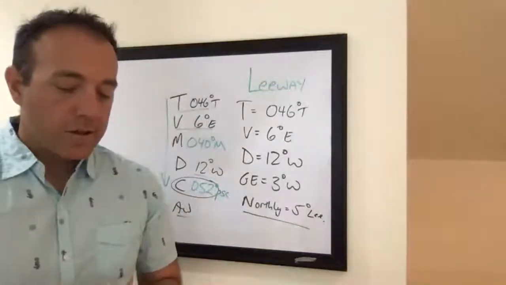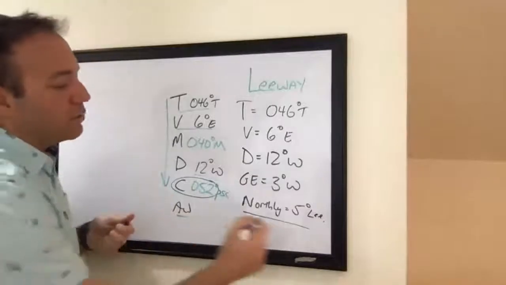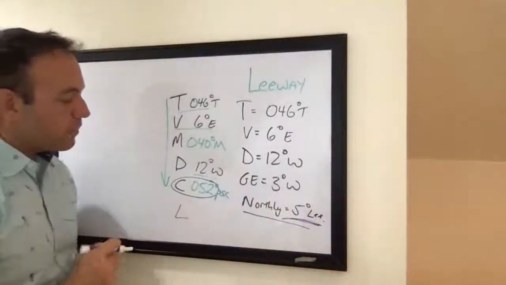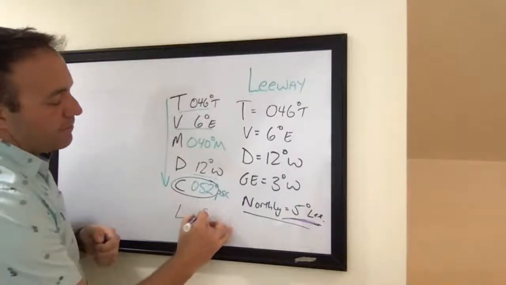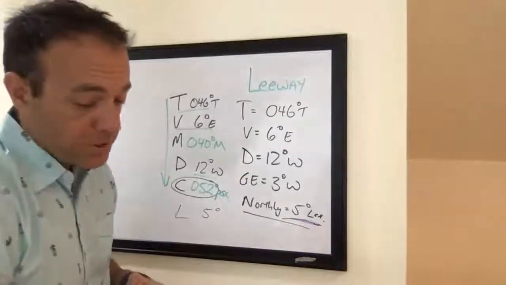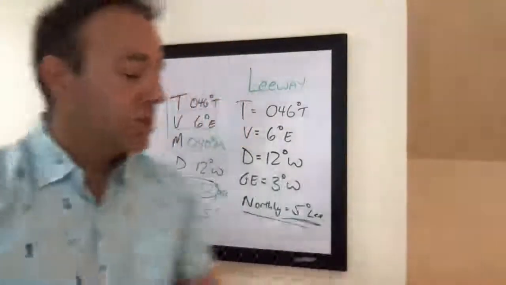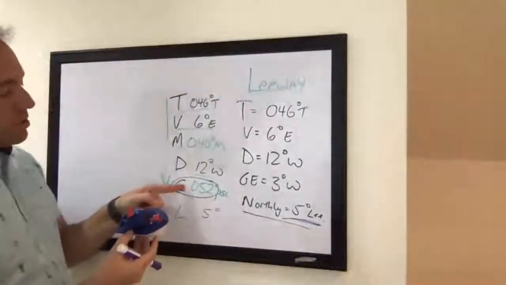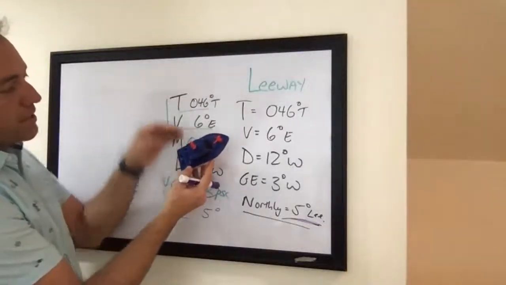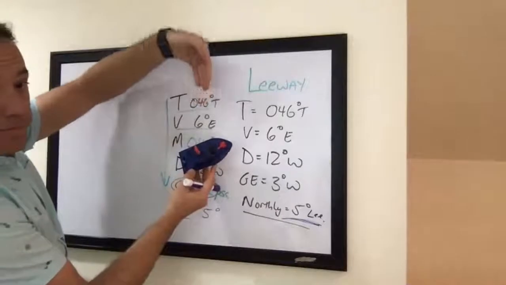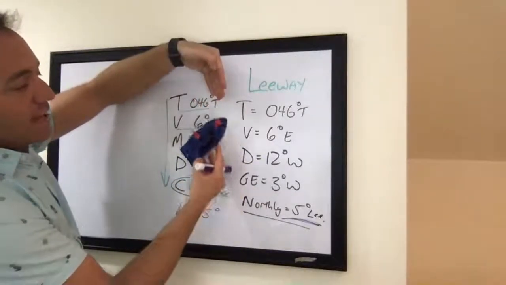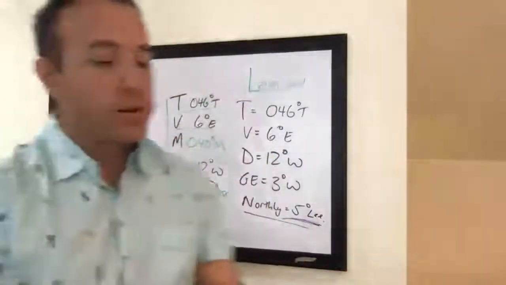But since they put this little bit of information in there regarding the leeway, we've got one more little step. The leeway is 5 degrees from the north. What they're saying is that your ship is steering 046 true, 052 PSC. The wind is from the north, so you're getting blown down to the right. So you need to aim a little bit higher in order to get where you're going.